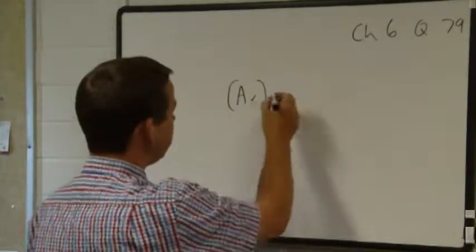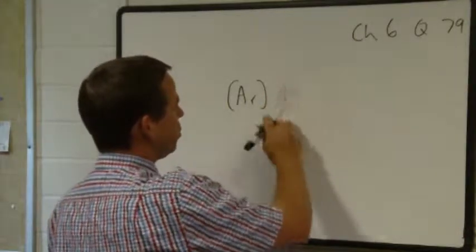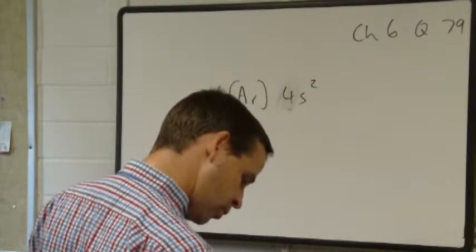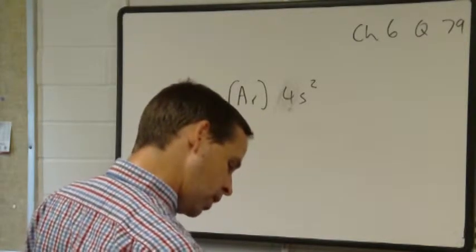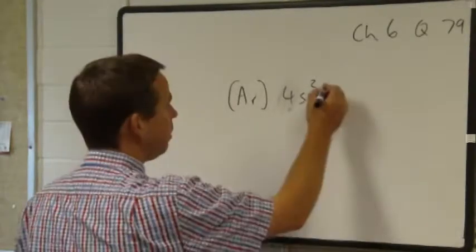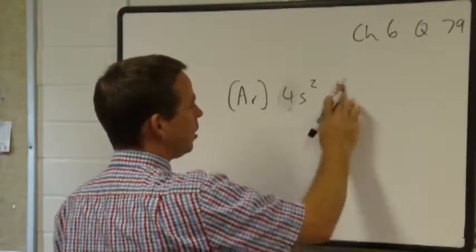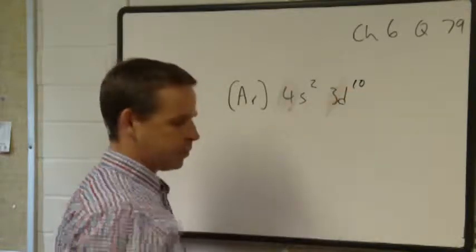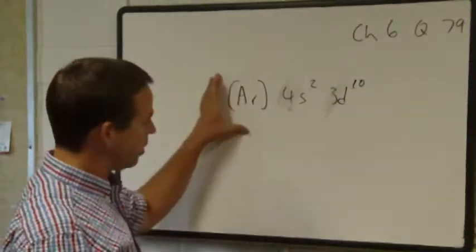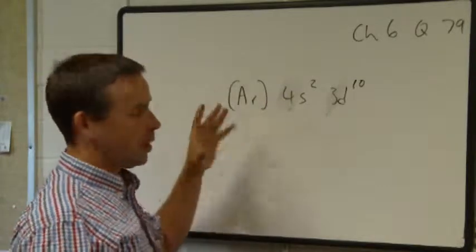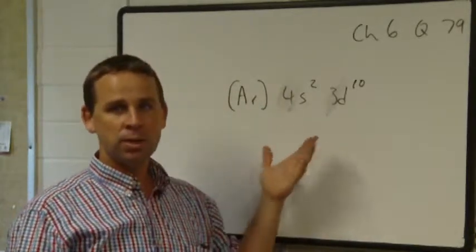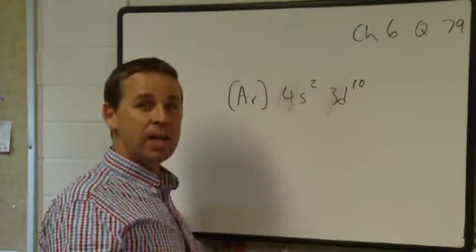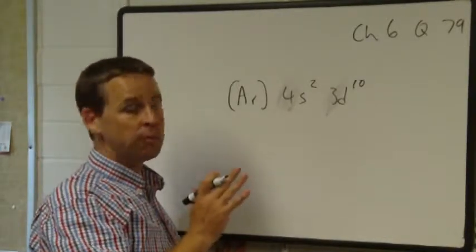After argon, we need two 4s electrons. So 4s2, that is 1, 2, 3, 4. That's potassium and calcium. And then we need 10 3d electrons. All right, so here we have the ground state configuration of zinc. Now, a question that you're not asking yourself, but something that we should be aware of, is how many valence electrons does zinc have?